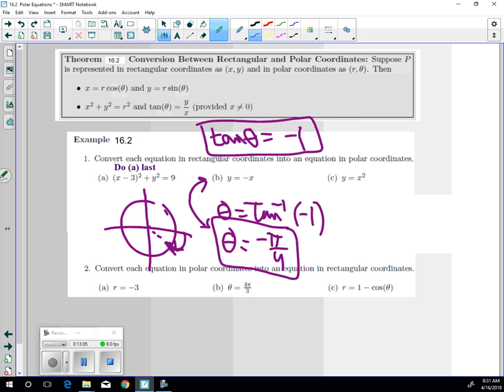You try C. Go ahead and try that one. See how you did. So y is r times the sine of theta. But what was x?